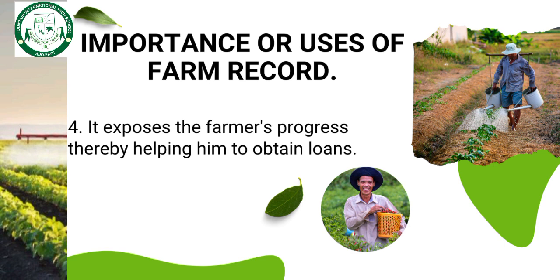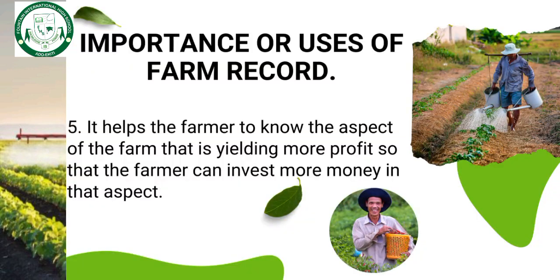Number four, it exposes the farmer's progress, thereby helping him to obtain loan from the bank. When the farmer is making huge progress from his farm, he's going to know that from the record. So from that record, he can approach a commercial bank for loan in order to expand or increase the farming business.